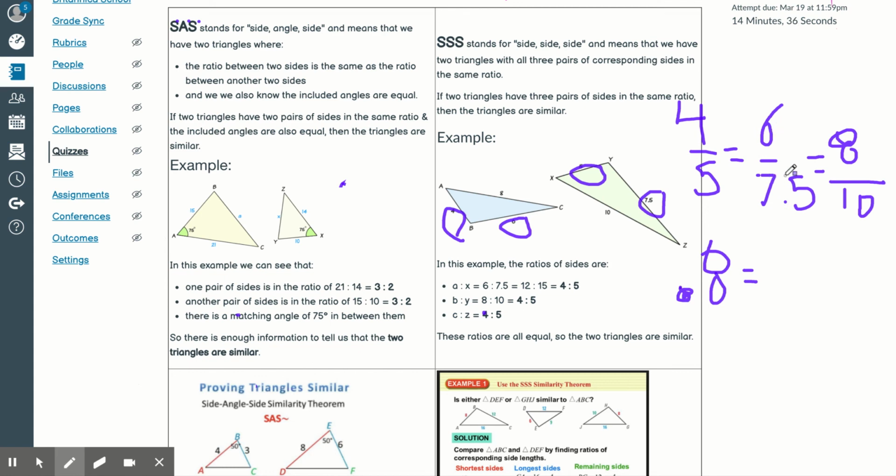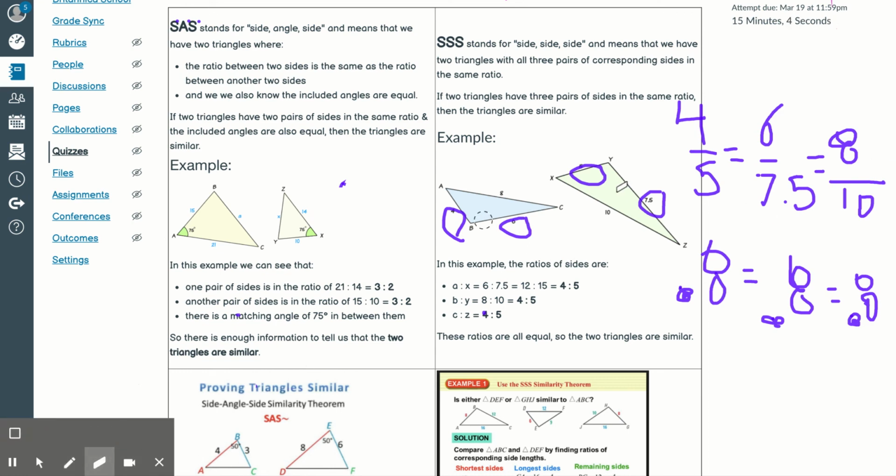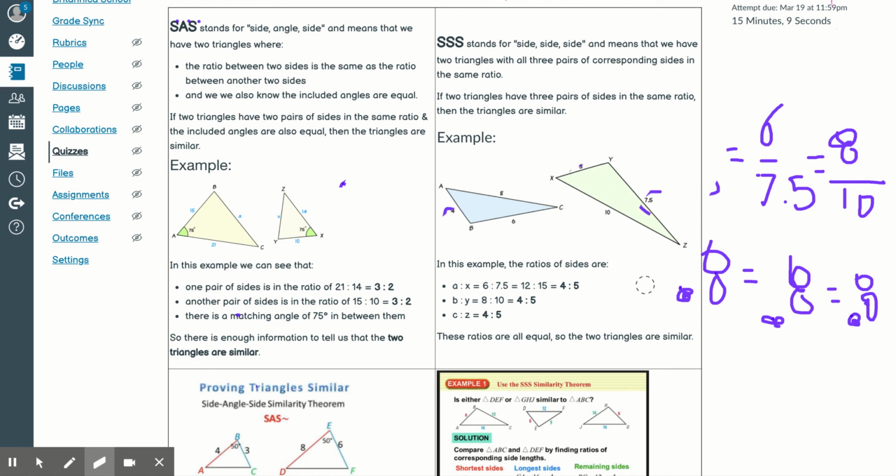6 divided by 7.5 is 0.8. Okay, so far, these first two come out to be 0.8. All right, and then I'm going to do 8 over 10, and I know what that one is. That is definitely 0.8. So each one of these are the exact same fractions, even though they don't look like it at first glance. So because each one of these ratios are identical to each other, I can say that those two triangles right here are in fact similar because of the three sides being proportional.